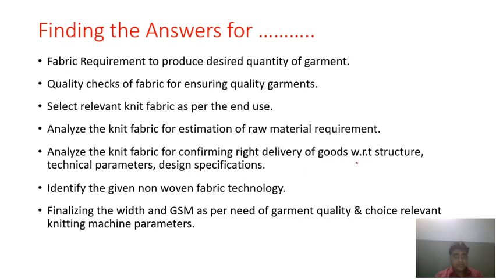So if you want to deliver the goods with all the specifications in the right manner, you must know the technical parameters for the knitted fabric, the design specifications for the knitted fabric, and the structural differences in the knitted fabric. Unless you know about these parameters, you cannot ensure your produced quality is at a very good level. So you have to ensure all these aspects at a high level, at a moderate level.